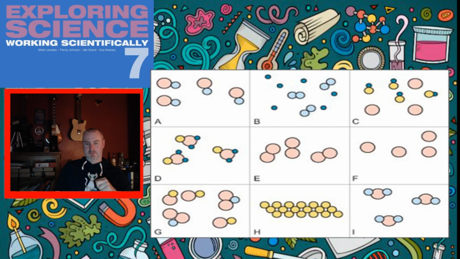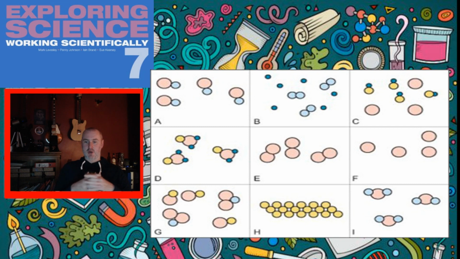H. Right, hopefully you've had some thinking time, maybe you've paused the video. H is just an element. There is only one type of atom there. It is an element. Now that element is arranged in a very large structure. You may even hear the word or term lattice as you get older. But there is only one type of atom there, that little yellow atom, so that is an element.